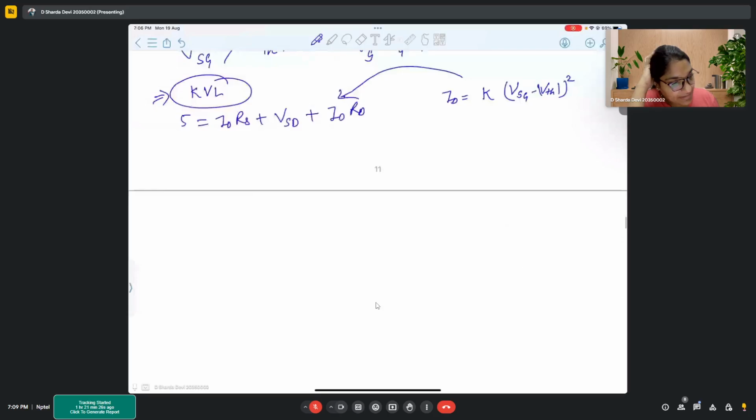Now talking about gain, we see that it's not a straightforward CS amplifier, rather we have an RS over here. So this RS will come into the picture when calculating the gain. So let's find out the gain through small signal analysis.